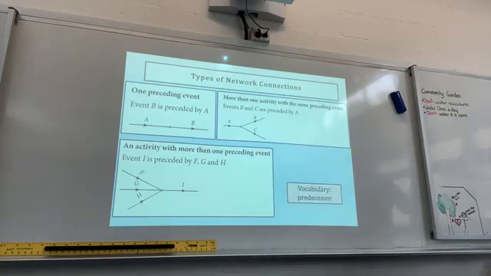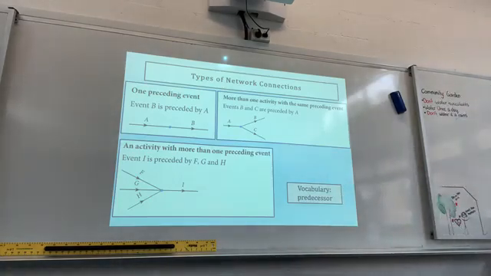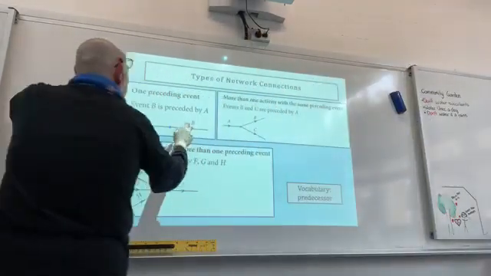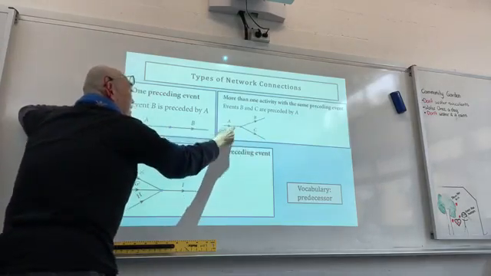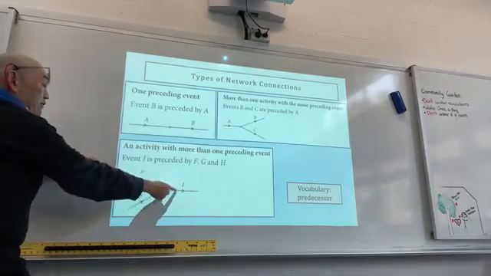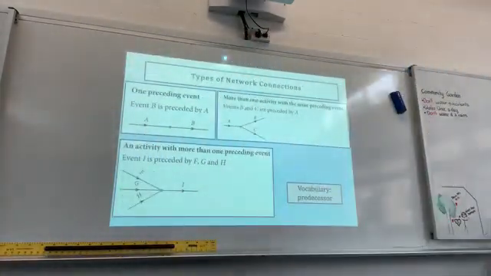All right, this is vocabulary that you need to know: predecessor. So the vocabulary you must know is predecessor. So the predecessor for B in this situation, one preceding event, is A. Here the predecessor for B and C is A. The predecessor for I is F, G, and H. So the word predecessor is important. It will be used in the question.